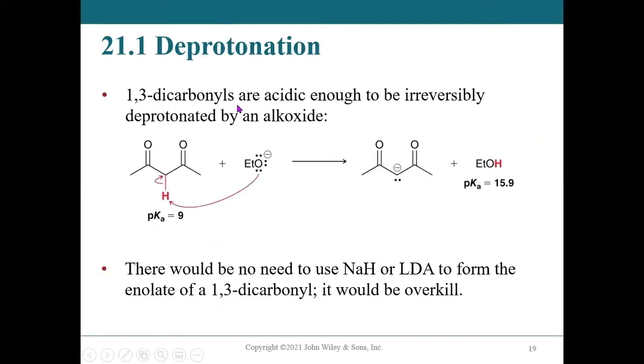1,3-Dicarbonyls are acidic enough to be irreversibly deprotonated by alkoxide. So if you have this kind of alpha carbon that is adjacent to two carbonyls, we can even use ethoxide to completely remove the H, producing the enolate. There is no need to use NaH or LDA to form the enolate of a 1,3-dicarbonyl. This is one example of a 1,3-dicarbonyl. 1,3 is just the relative location: 1, 2, 3. It would be overkill to use NaH or LDA.